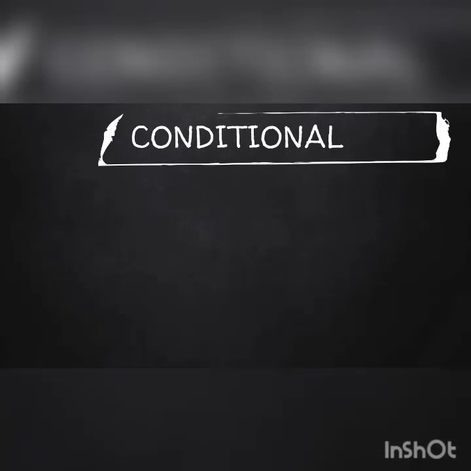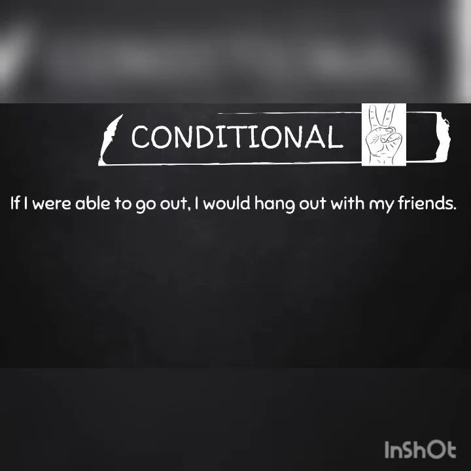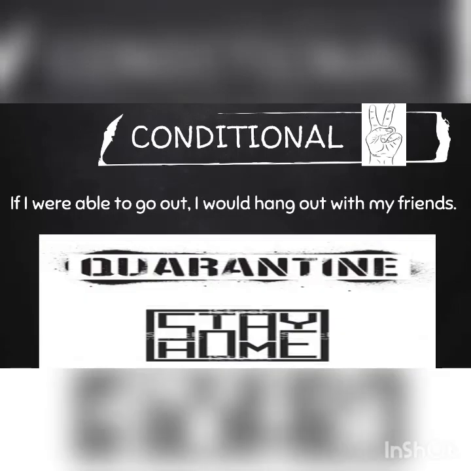Moving to conditional type 2. Conditional 2 is about a condition in the present or the future that is unlikely to happen. For example, if I were able to go out, I would hang out with my friends. But since it is quarantine time, I cannot go out. Or it is something unlikely to happen. Let's go to the structure.